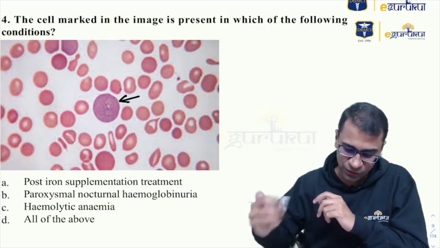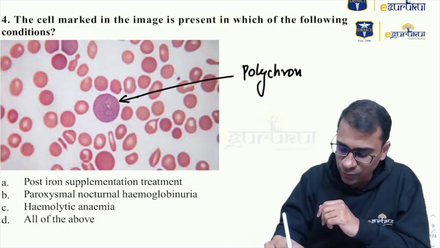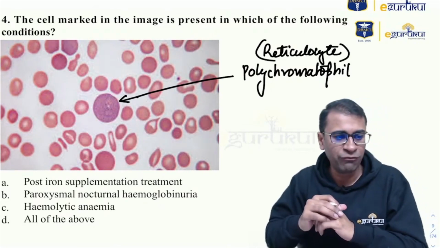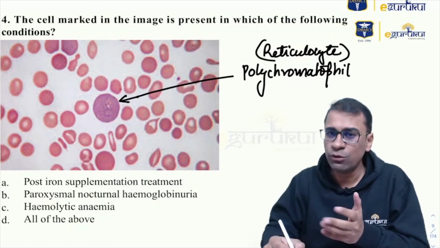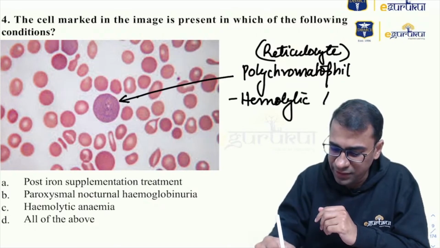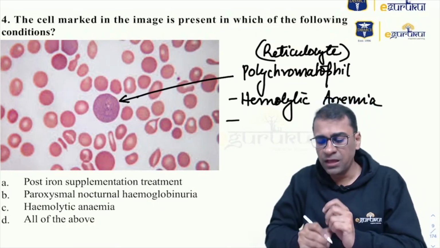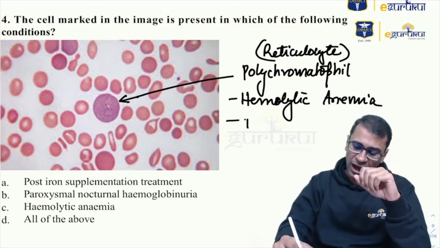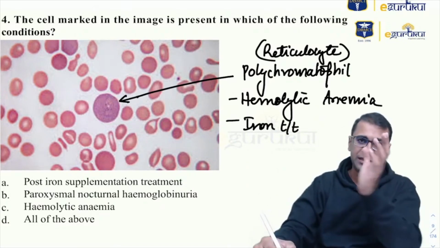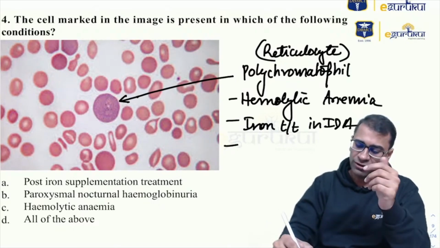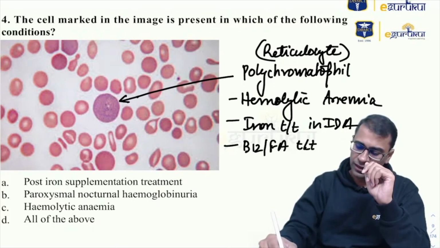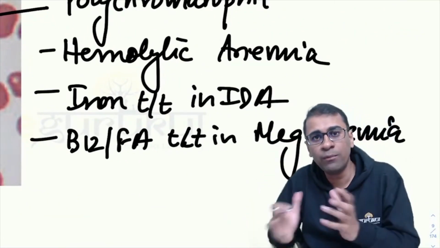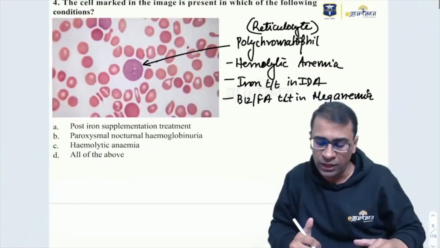Okay. So this cell is actually a polychromatophil, also called a reticulocyte. As you all know, reticulocyte is seen in which condition? It is seen in hemolytic anemia. Okay, what are the other conditions you can see? Polychromatophil can also be seen whenever you are giving a patient therapy in nutritional anemia. For example, if you give iron treatment in iron deficiency anemia, or you give B12 or folic acid treatment in megaloblastic anemia. Whenever you give these treatments, more and more cells get produced in the bone marrow, and they are released out of the bone marrow, and that is what causes this entire thing.